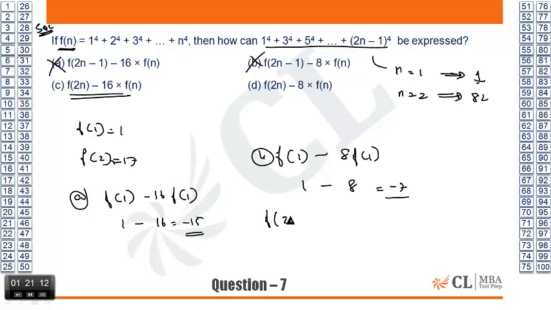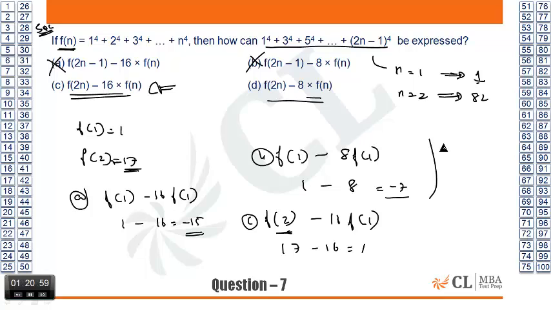Option C: f of 2 minus 16 times f of 1. F of 2 is how much? F of 2 is 17, minus 16 gives me a 1, which is perfect. Let's just hope this works. Option D: f of 2 minus 8 times f of 1. F of 2 is 17, 17 minus 8 doesn't get 1. So the answer is C. Sometimes it will help, sometimes it won't. This time it helped.